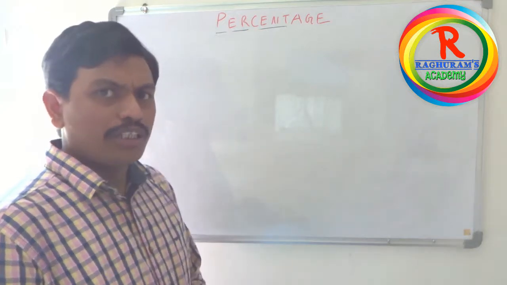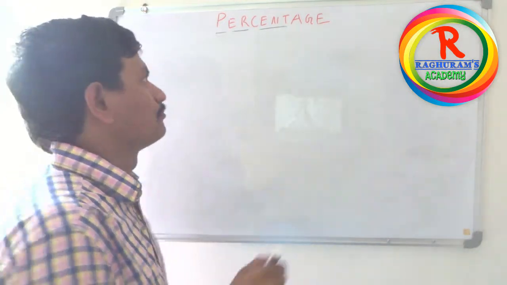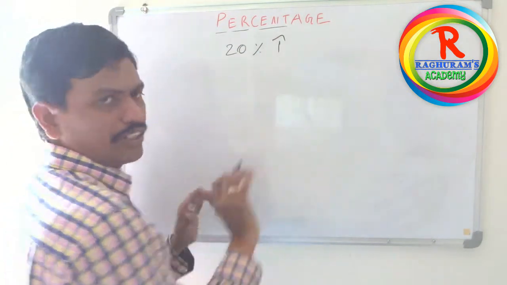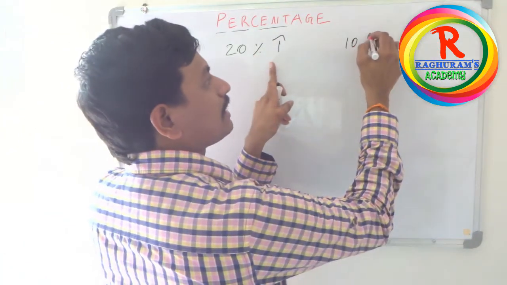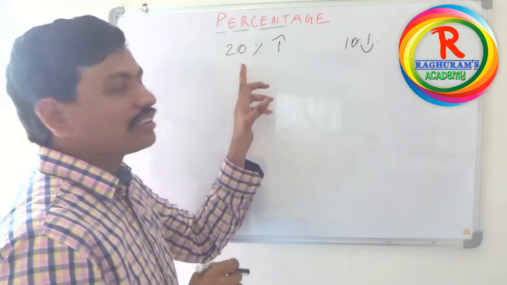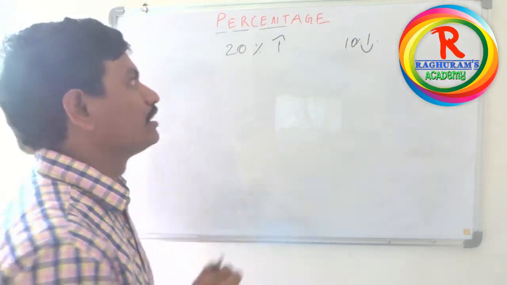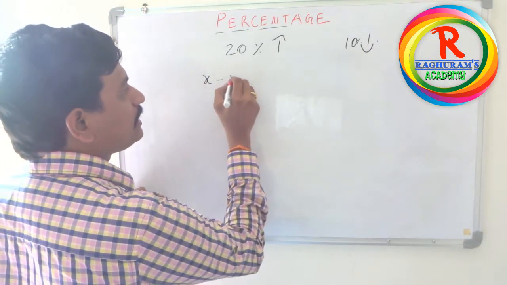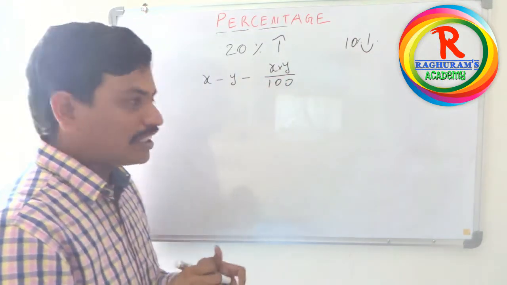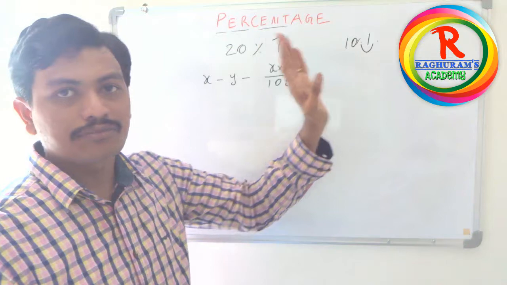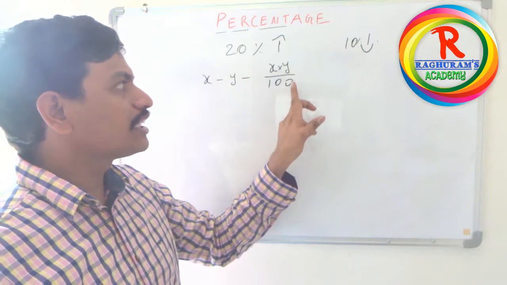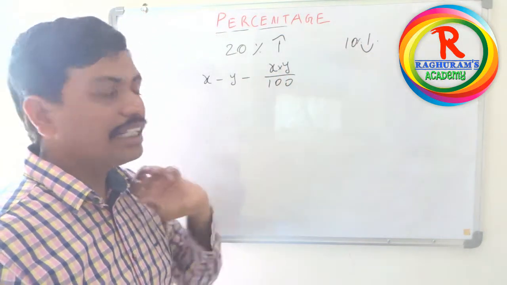So how about when the numbers are different? That is, first increase by 20% or decrease by 20%, whatever it may be. Say 20% increase and 10% decrease. The answer is not 20 into 10 by 100; that's not correct. The formula is increase minus decrease minus increase into decrease by 100. First the increase percent, whatever it may be, whether the first is an increase or a decrease. That is x minus y minus xy by 100.